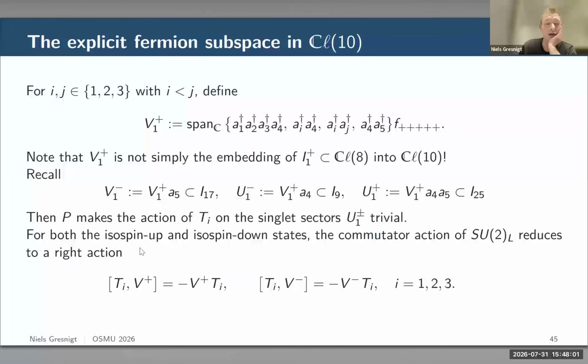Whereas if we look on the isospin up and the isospin down states, so on the doublet states, that's in V1 plus and V1 minus, then the commutator action of SU2 reduces to a right action. So this is different to the SU3 action. The SU3 action reduces to a left action, and so that is a transformation within a given ideal. Whereas for the SU2, the commutator action reduces to a right action. And so the right action gives you transformations between different minimal left ideals. And so that's what we find here.